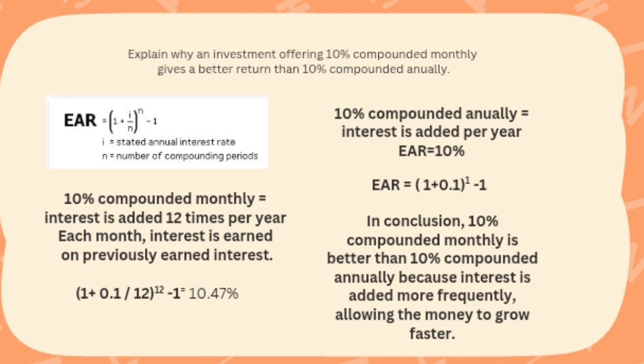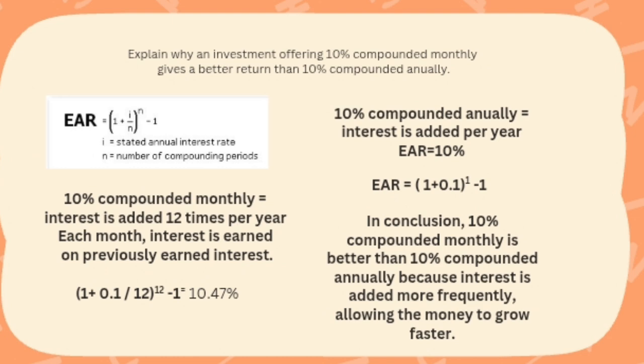Now, let's compare both investments. For 10% compounded annually, the interest is added once a year. So the EAR is simply 10%. There is no extra compounding within the year. Next, for 10% compounded monthly, the interest is added 12 times a year. Each month, we earn interest not only on the original amount but also on the interest earned from previous months.